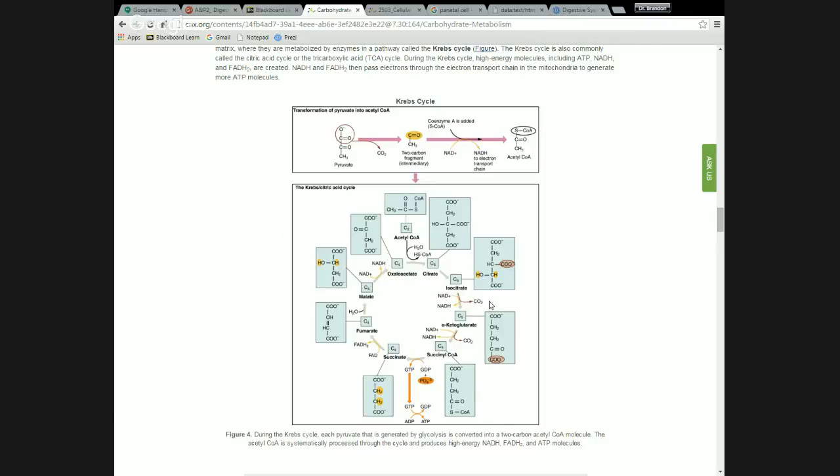We get rid of carbon as carbon dioxide at 2 points. We get some energy in the form of GTP, which is an analog to ATP, as well as pulling off some electrons, which we see in a few different places here. Don't worry about the specific chemistry here. I just want you to see that it's just a series of repeating reactions.